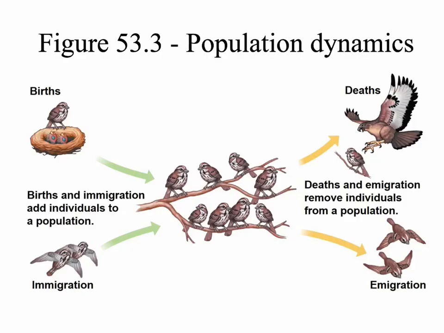Here's an example of a population of sparrows. Each year there are a certain number of babies born into our population. We also see that some birds immigrate into our population. On the flip side, there are some sparrows that die each year, either due to natural causes, predation, or other problems. And there are also birds that emigrate out of our population and move to other areas. All of these factors will contribute to the overall population size and the population growth rate.